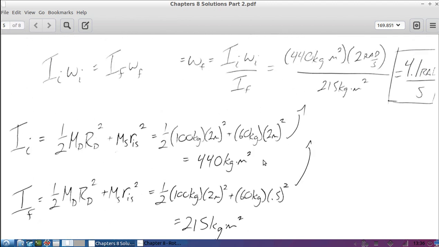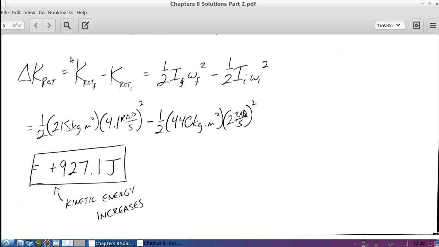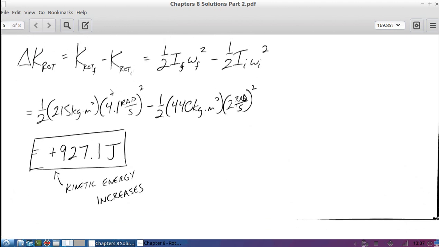So the second part was find the change in rotational kinetic energy. Fortunately for us, we already calculated the initial and the final moment of inertia. So we're just going to use these numbers for I final and I initial. So the change in rotational kinetic energy is the final rotational kinetic energy minus the initial rotational kinetic energy. Our expressions for that are 1/2 I omega squared. So all I'm doing is looking for the change. If you wanted to factor out a 1/2 or whatever, it doesn't help too much, but you could do that.